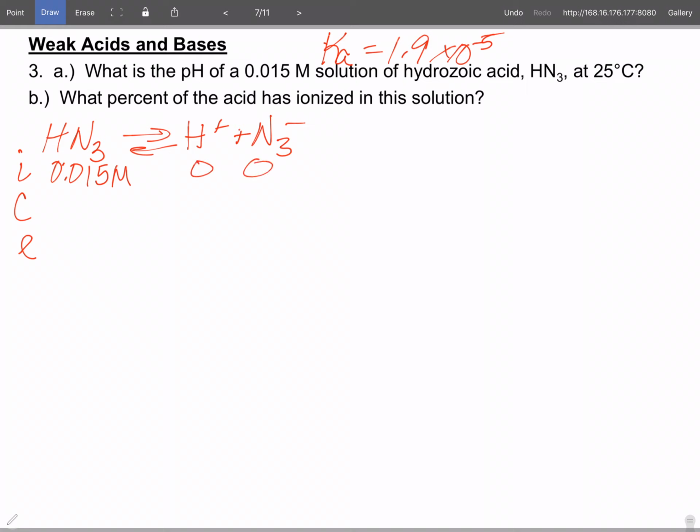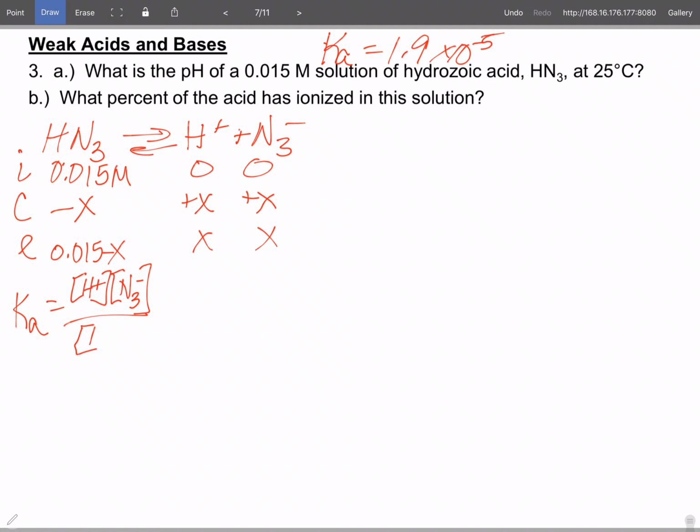Remember, if you don't put it in, you don't have it. So you're going to lose that here, you're going to gain here, so your equilibrium value is 0.015 minus x, and x. So my Ka value is going to be H plus times azide over hydrozoic acid. So we end up with x times x divided by 0.015 minus x is equal to 1.9 times 10 to the minus fifth.